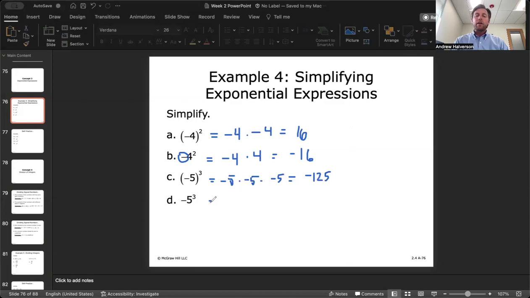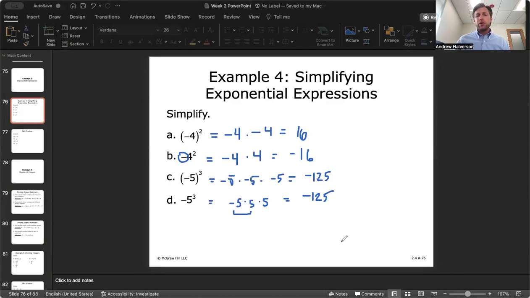Okay. What about here? Well, we're multiplying 5 with itself 3 times and just attaching that negative. So it becomes 5 times 5 times 5, and then attach that negative. So this is negative 25 times positive 5, which is also negative 125.